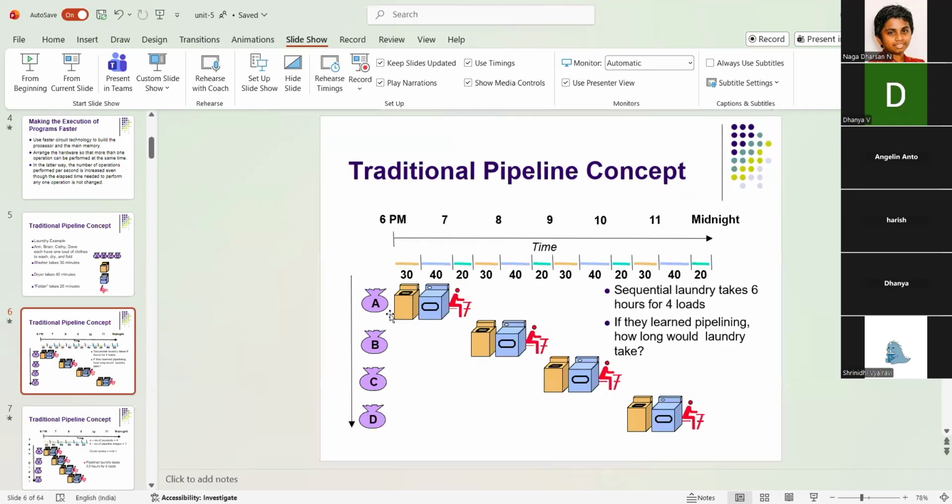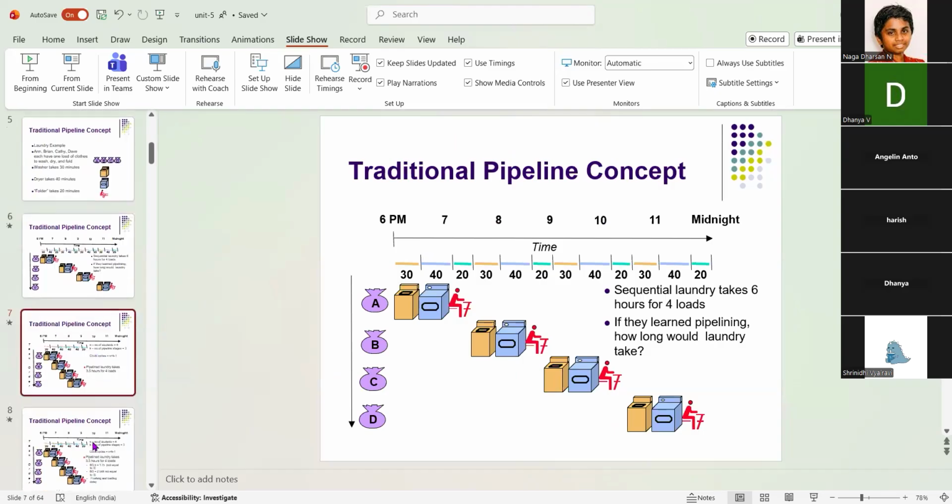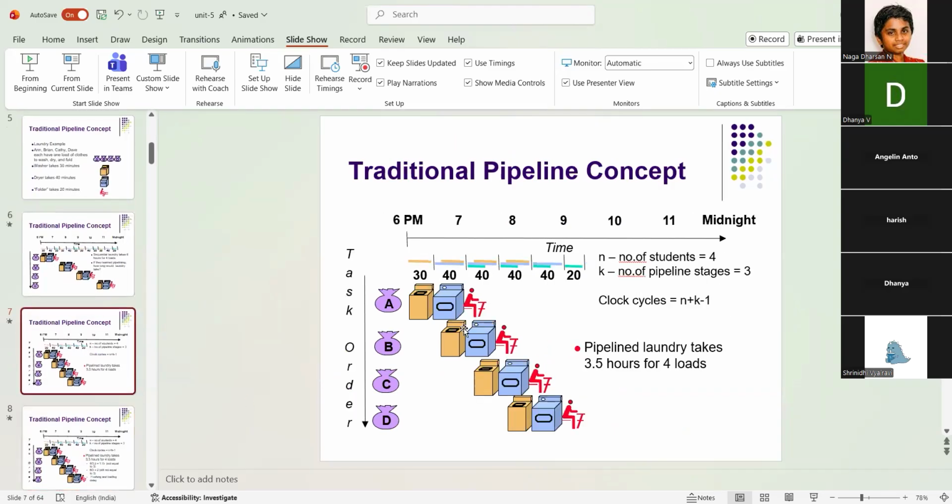That is our concept of pipelining. We are trying to optimize our entire process and hence reduce the time taken for doing something. This is how our execution becomes faster. Okay, so let's look at this now.